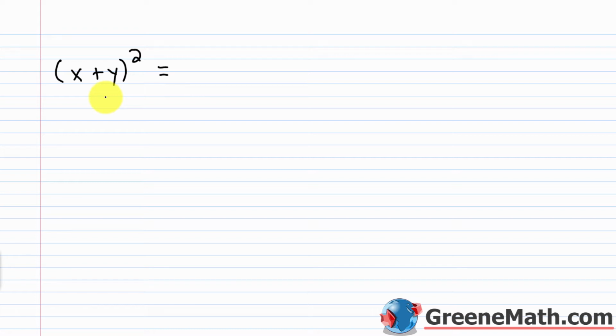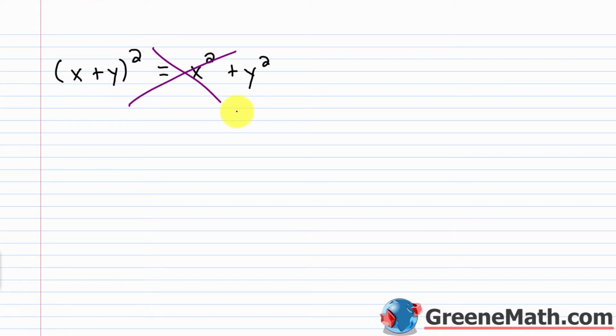Well, a lot of students make the mistake of just trying to distribute this exponent 2 to each term inside the parentheses. They say, okay, well, this is x squared plus y squared. That's a very, very common mistake in algebra. And this is wrong. This is not the right answer.